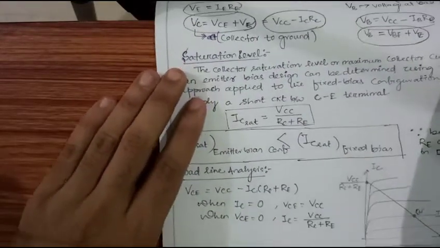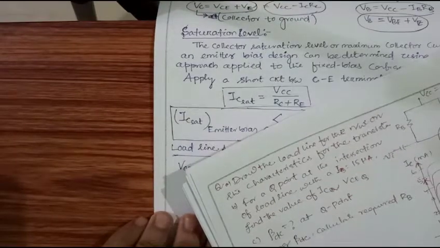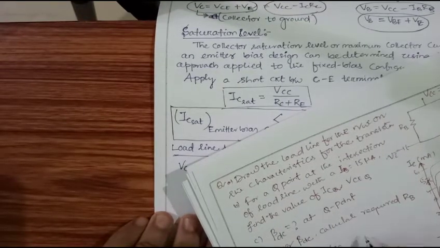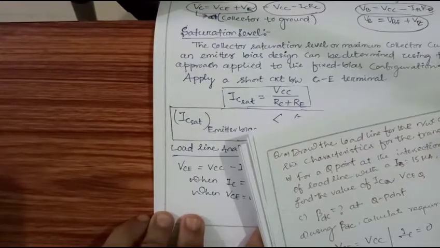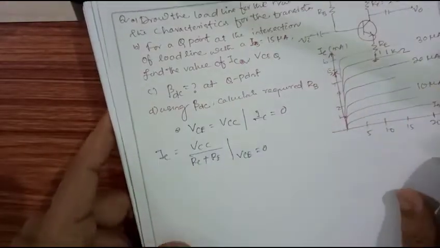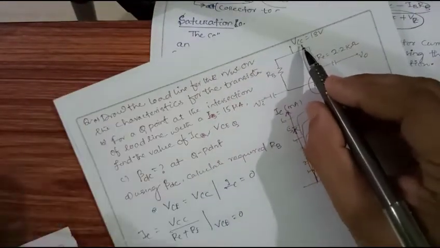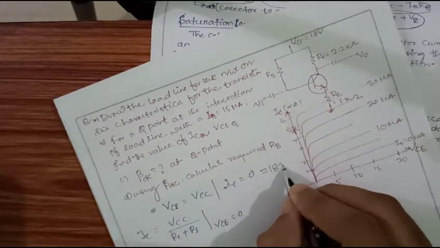Or indirectly I can say, for my load line, when my IC equals 0, my VCE is nothing but VCC. And my IC is nothing but VCC upon RC plus RE when my VCE equals 0. If I find these 2 points, then only I can make a load line. Now in this question the VCC is given as 18 volt. It means my VCE value is 18 volt.